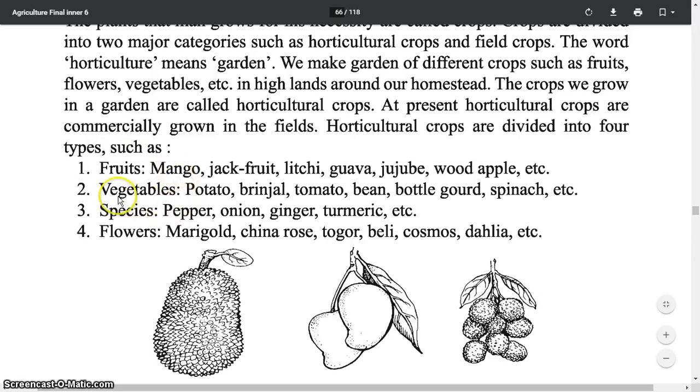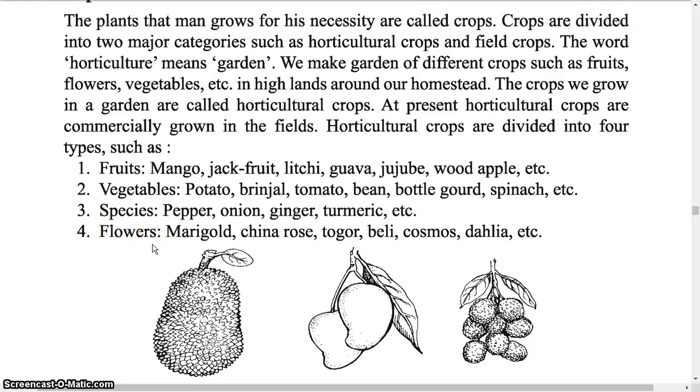On the other hand, potato is also a vegetable. Brinjal is a vegetable. Bean, bottle gourd, that means lau, are under vegetables. Pepper, that means morich, onion, ginger, turmeric, etc. are under the spices category. And the last category is flowers. In this category we see marigold, China rose, tagor, beli, cosmos, dahlia, etc.